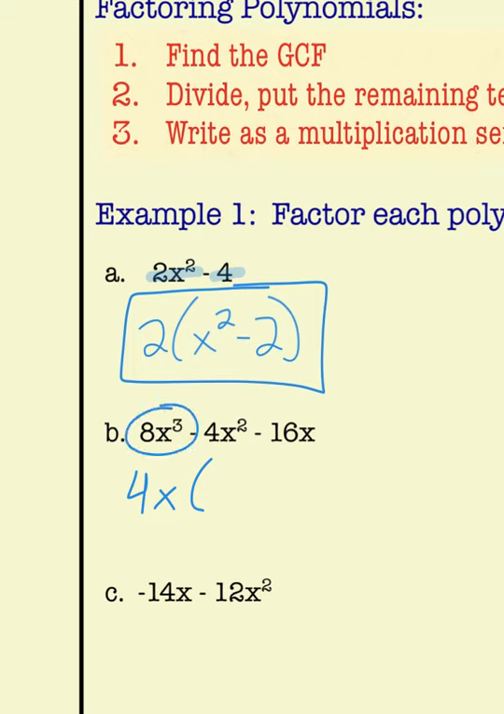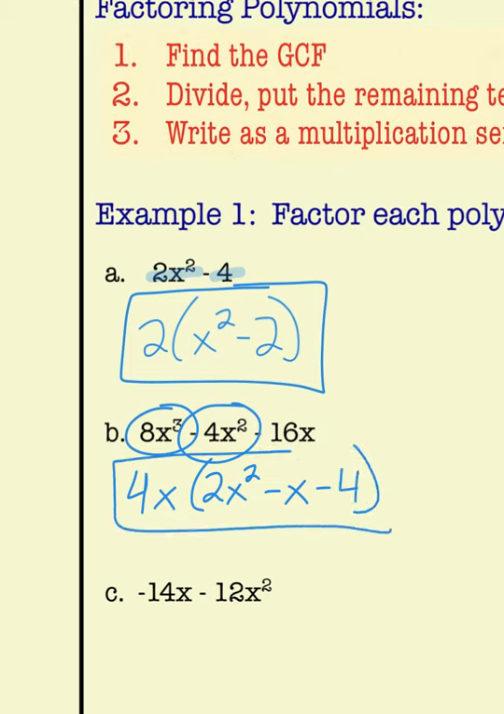First, I'm going to take 8x cubed divided by 4x. 8 divided by 4 is 2. X cubed divided by x is x squared. Then I'm going to take negative 4x squared divided by 4x. I'm left with negative 1x, or just negative x. And then negative 16x divided by 4x, the x will cancel out. 16 divided by 4 is 4.